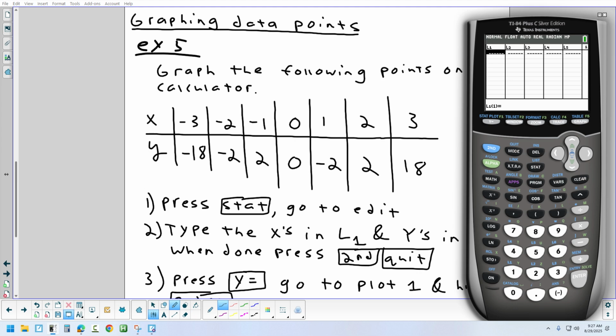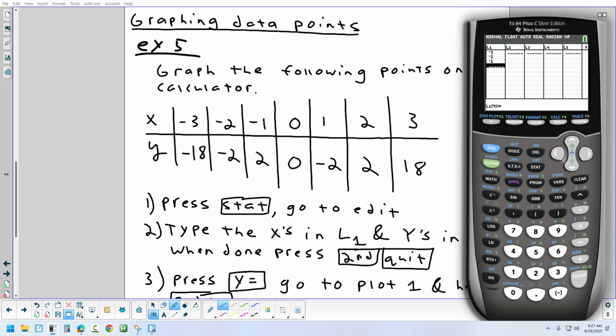Okay. Now, we're going to type all the X's in L1. L1 just stands for the first list. So you're going to do it like this. Negative 3. Another important point, make sure for the negative button, you use the button below the 3. That's the negative button. The minus sign on the right-hand side is to do a subtraction problem. That's not a negative sign. That's different.